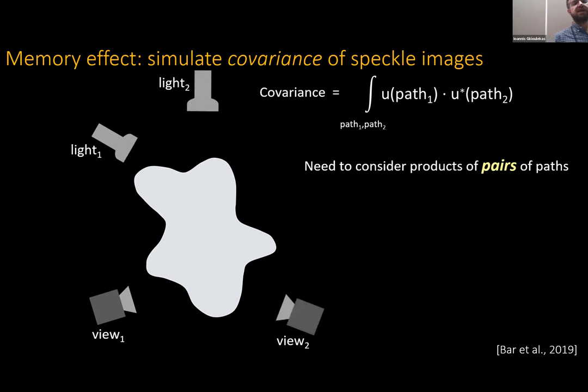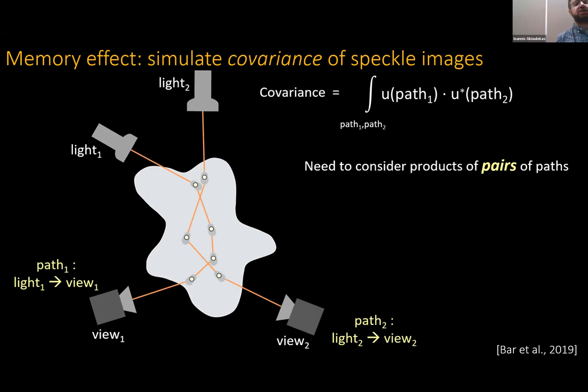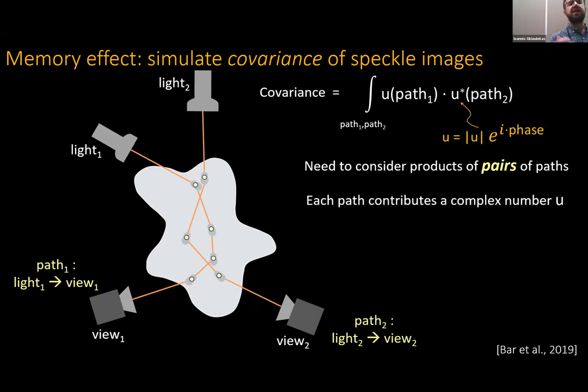Instead of just one image, I have potentially different illumination and camera, because I'm considering correlation of images across different viewing and imaging conditions. I draw paths for one imaging setting and another imaging setting. I compute their complex contribution to the path integral, and then I average all of these over a lot of randomly sampled pairs of paths through the medium, okay?